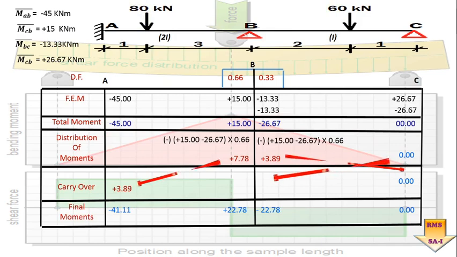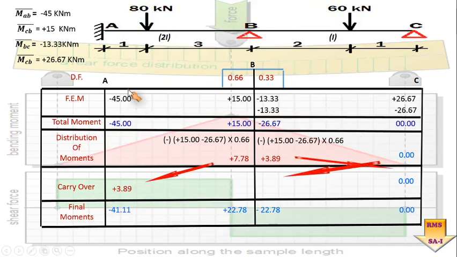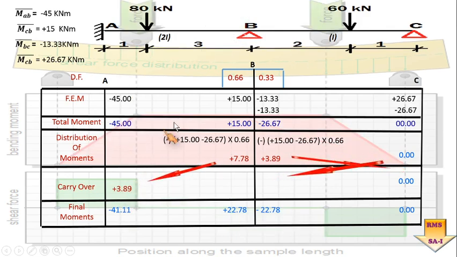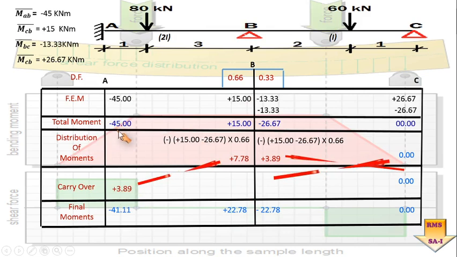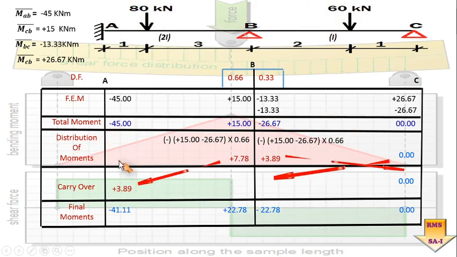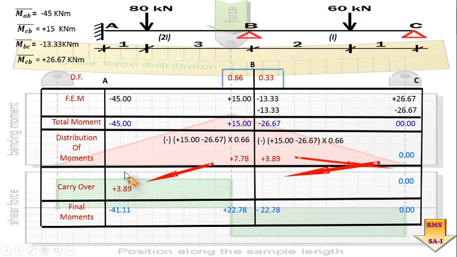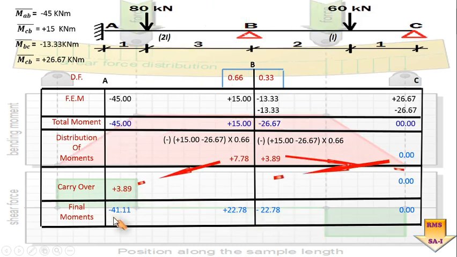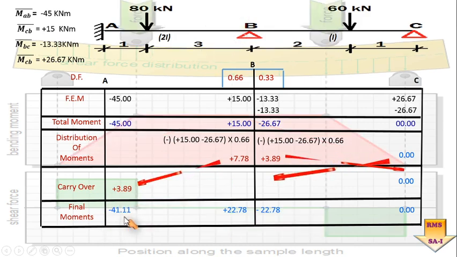So ultimately we are now in a position to do the algebraic summation of all the moments in the vertical direction. So here about joint A, what is the total moment? Minus 45.0, and the carryover is equal to plus 3.89. So the algebraic summation of these two comes out to be equal to minus 41.11.